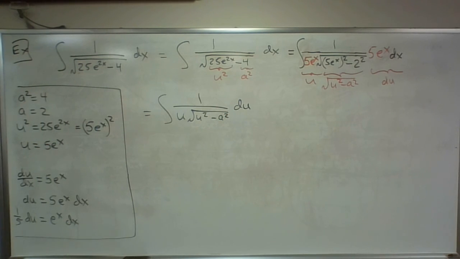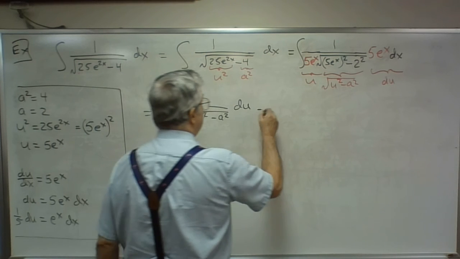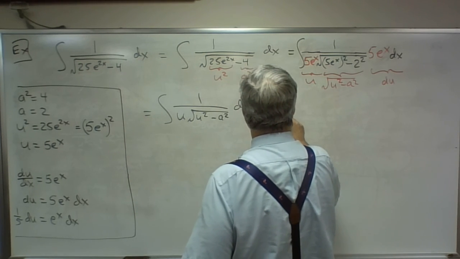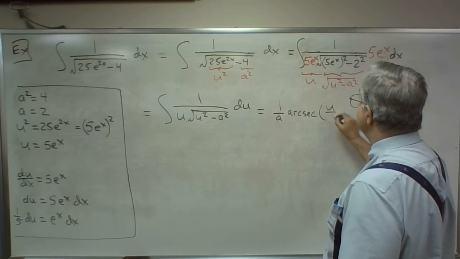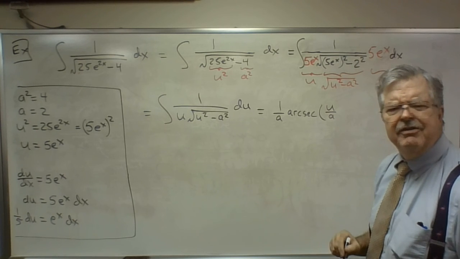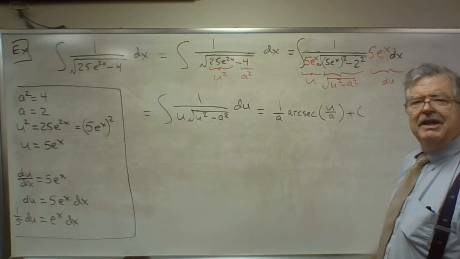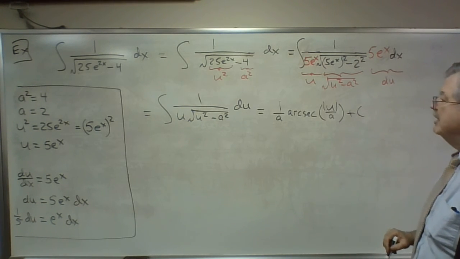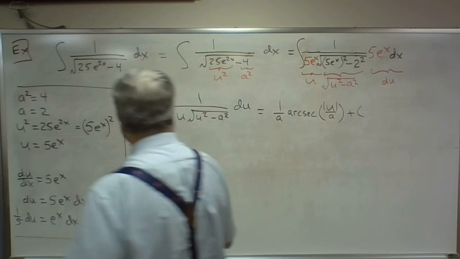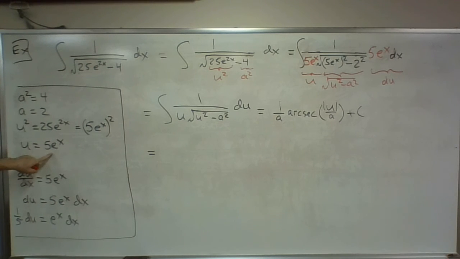Son of a gun. Oh, this didn't look like it was going to work out at all at first. My formula gives me 1 over a arc secant of u over a. Whoops, that's not quite right, is it? Got to fix that. 1 over a arc secant of the absolute value of u over a, plus c. A is 2, u is 5 e to the x.